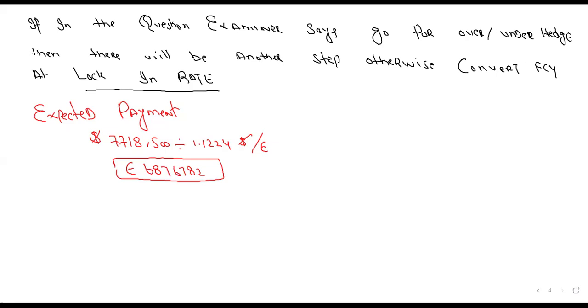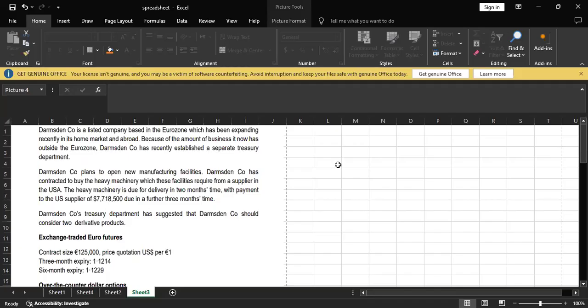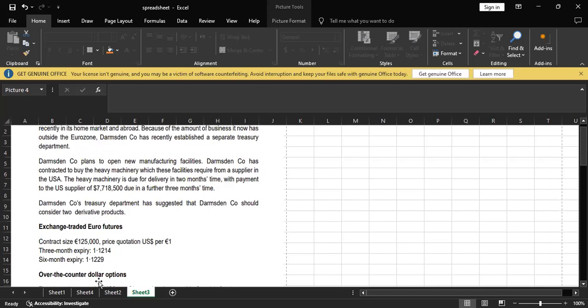Now we have to solve the option. But remember, very good point. In this question, normally the examiner tests the currency futures and the currency options. But in this question, the futures were exchange traded, but the options were over-the-counter dollar options.